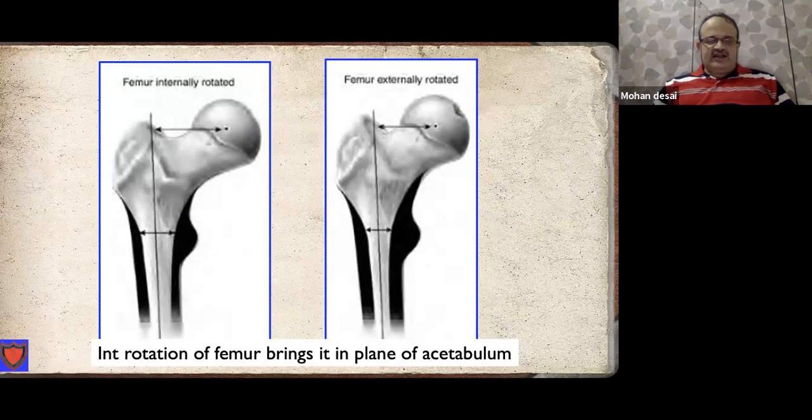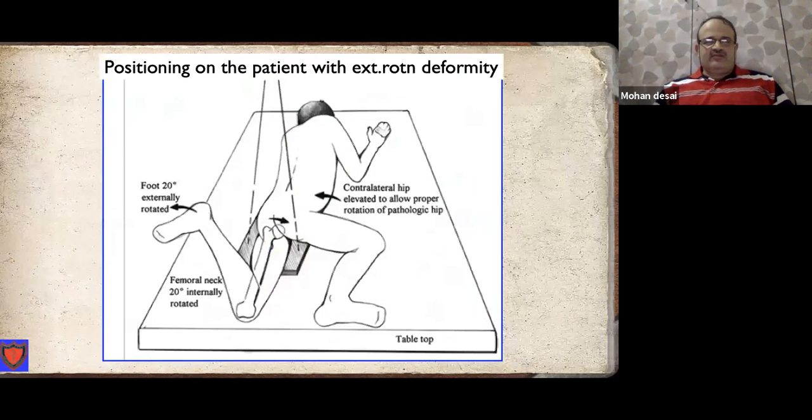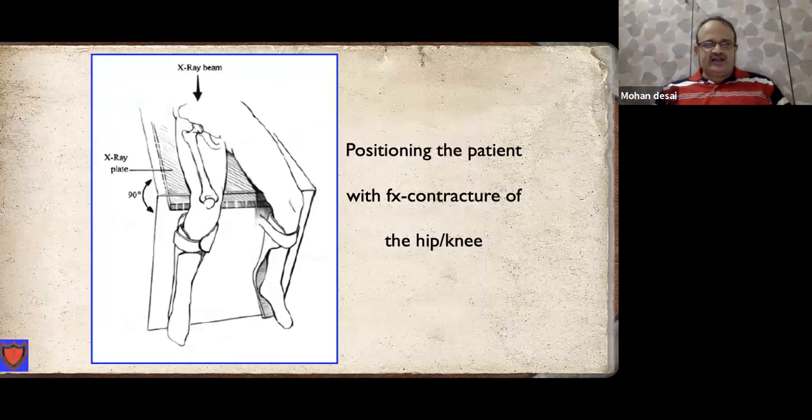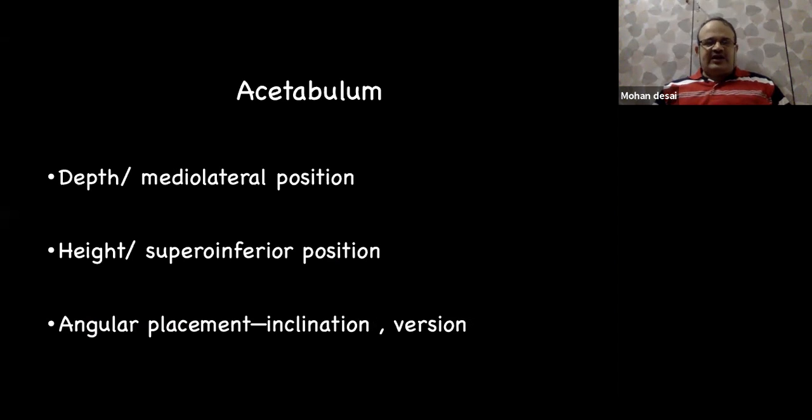We mentioned this internal rotation brings the femur in the plane, and you can know the right neck length. But usually in the arthritic hips there is an external rotation deformity. So what do you do? Then you turn the patient by that much amount of rotation, and then take a lateral X-ray. In case the patient has flexion deformity of the hip and the knee, you can position the patient like this on the table and take the X-ray. So for acetabular, you want to know the depth, that is medial lateral position, the height, superior inferior position, and angular placement, that is inclination. Version cannot be calculated on this templating.